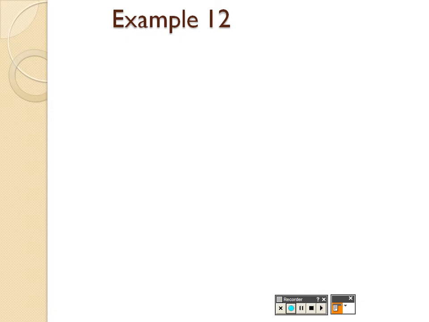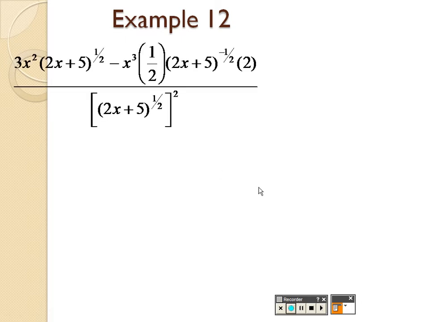Example 12. Yes, I know that that looks insanely crazy, but hear me out. It's not as bad as it looks. Starting over here with this, 2 times a half just means those are going to cancel out.